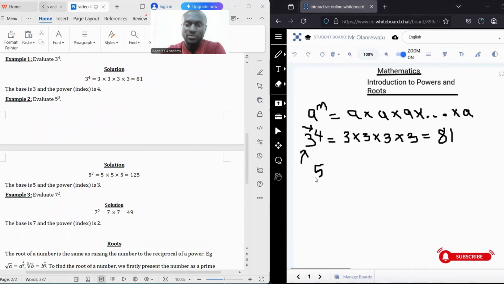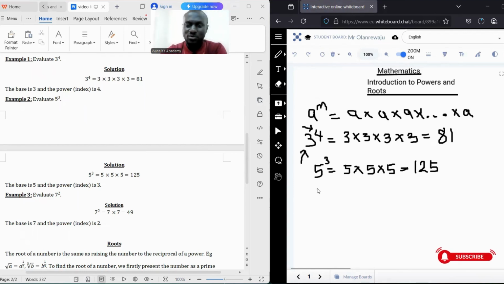We go to another example where we want to evaluate 5 raised to the power 3. 5 raised to the power 3, as we've said before, is as good as multiplying 5 in 3 places. First 5 multiplied by second 5 multiplied by third 5, which is the last one. Now 5 times 5 times 5 gives 125. Therefore, 5 raised to the power 3 is as good as 125.